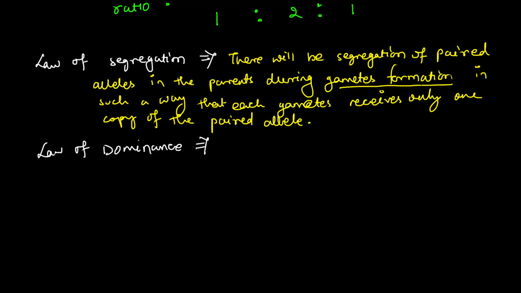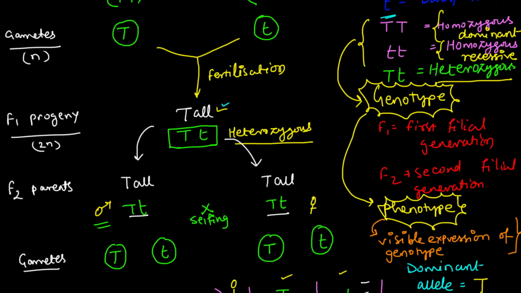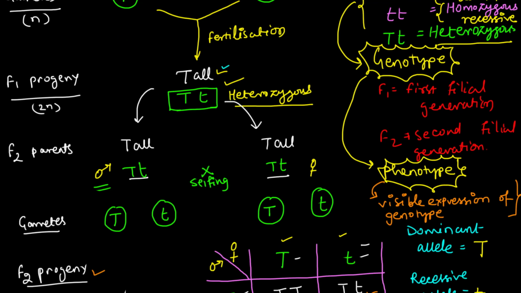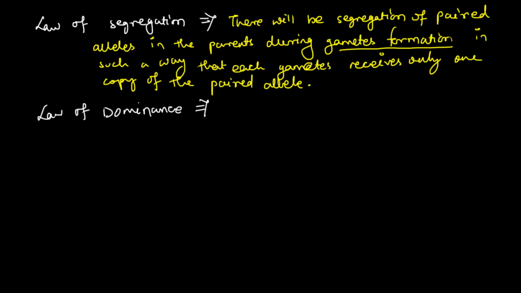And remember, this is going to be universal. In any case, the law of segregation will hold good, because during gamete formation the alleles will have to segregate, and that is what you have to understand with the law of segregation. You can explain this with the help of the monohybrid cross. For example, in the case of F1, or even in the case of F2, during gamete formation segregation takes place, and each gamete contains only one of the paired alleles.